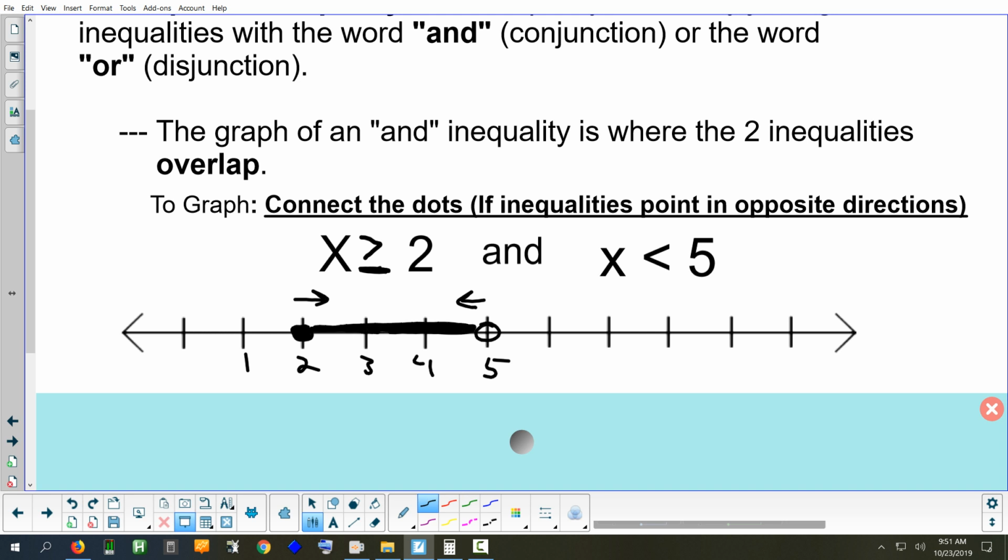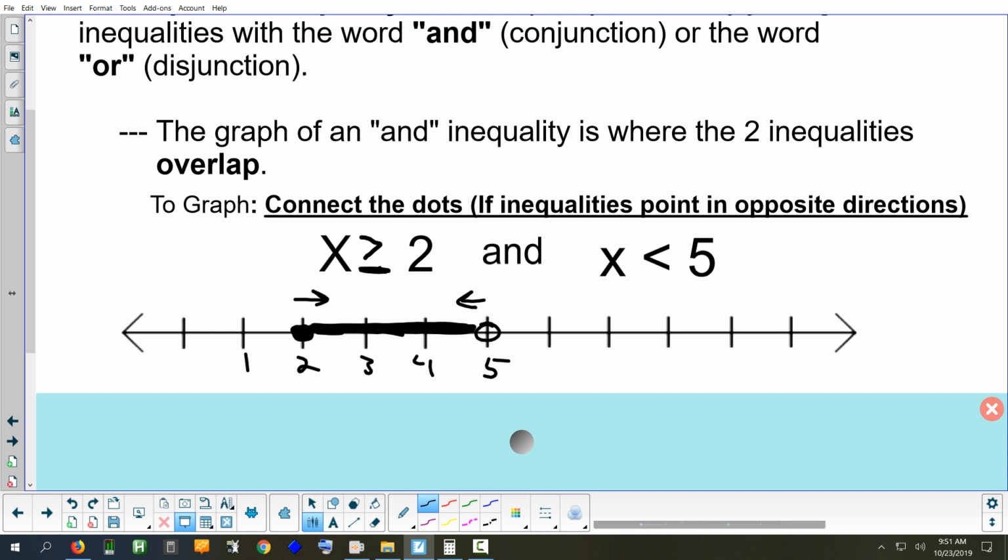That's where the overlap from the green and the red was. And that's the graph of a conjunction. So if you want to think about it, say I said to you, pick a number greater than or equal to 2 and less than 5. Basically it means between. Right? If I said think of a number in your head that's greater than or equal to 2 and less than 5, you can pick any number between 2 and 5.